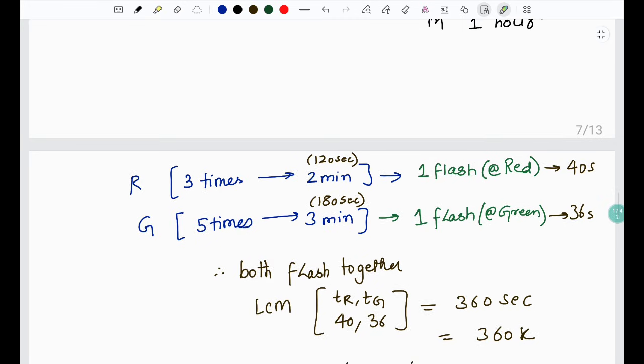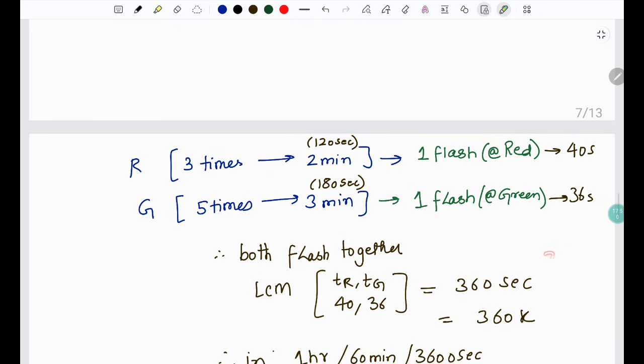and check when they will be flashing together. The LCM comes out to be how much? 360 seconds. That is a multiple of 360k. That is 360 seconds times 1. 360 seconds is how much? It is 6 minutes, right? And then 360 times 2 is 720 seconds, which is how much? Which is 12 minutes. This is 360k seconds.